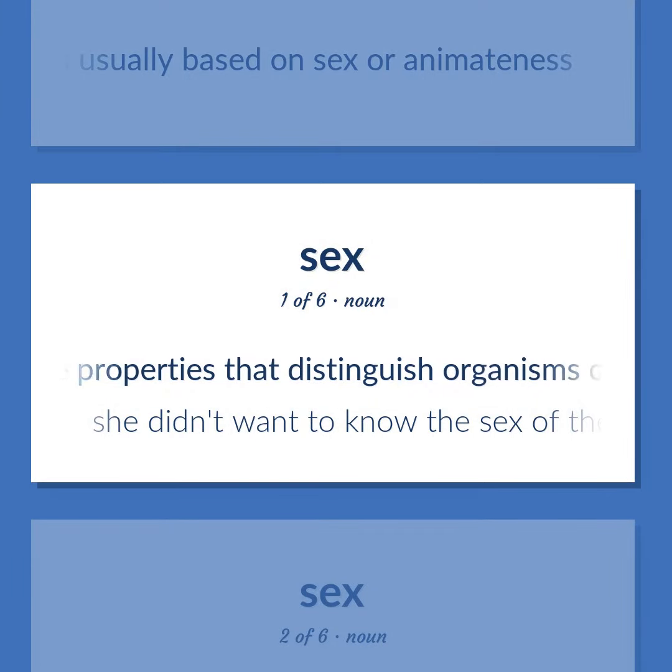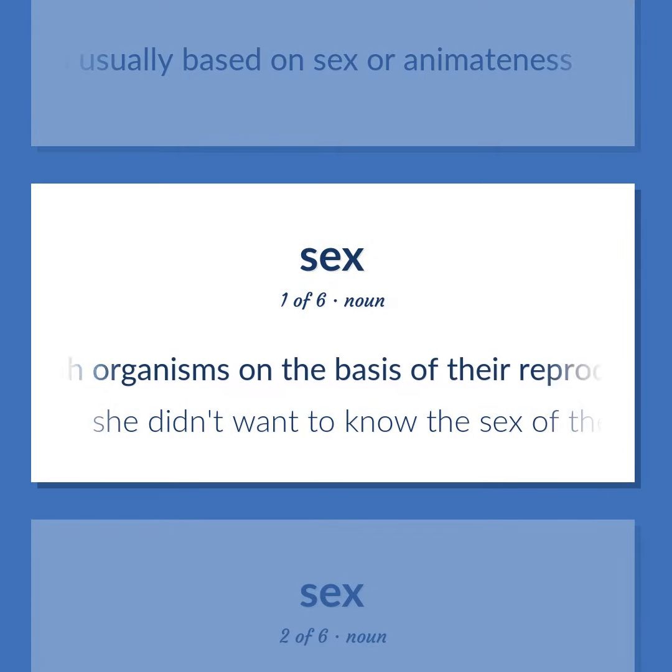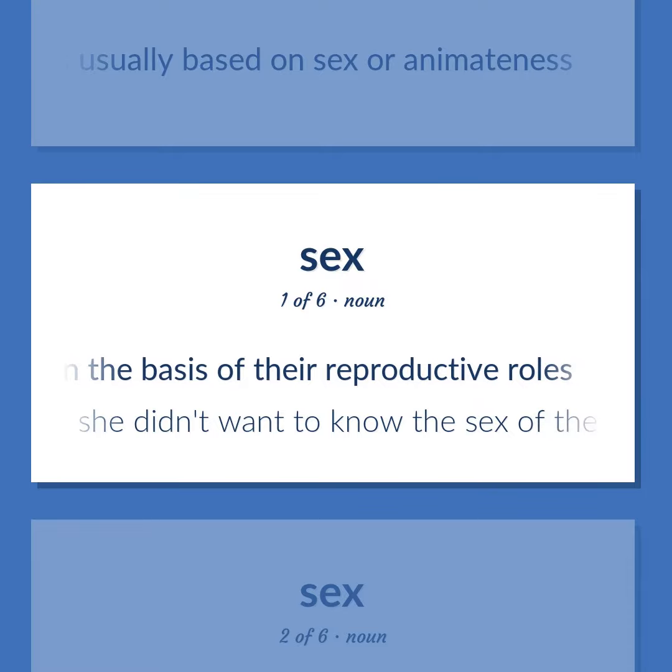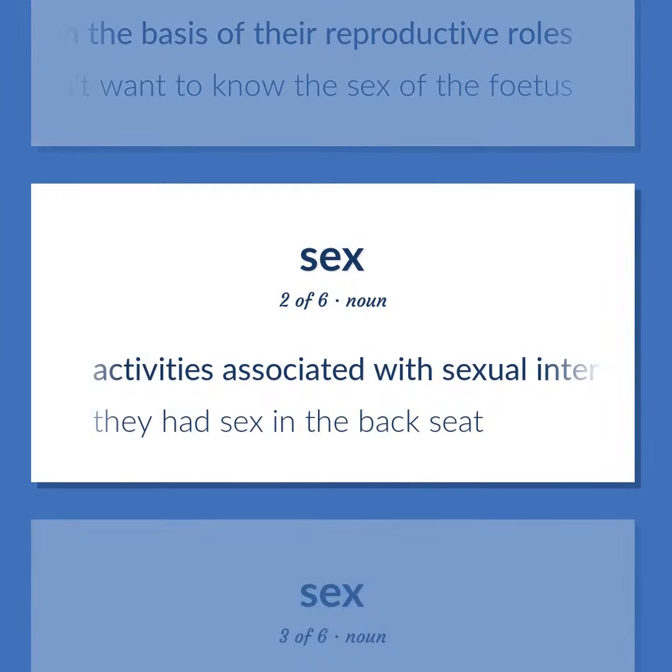The properties that distinguish organisms on the basis of their reproductive roles. She didn't want to know the sex of the fetus. Activities associated with sexual intercourse. They had sex in the back seat.